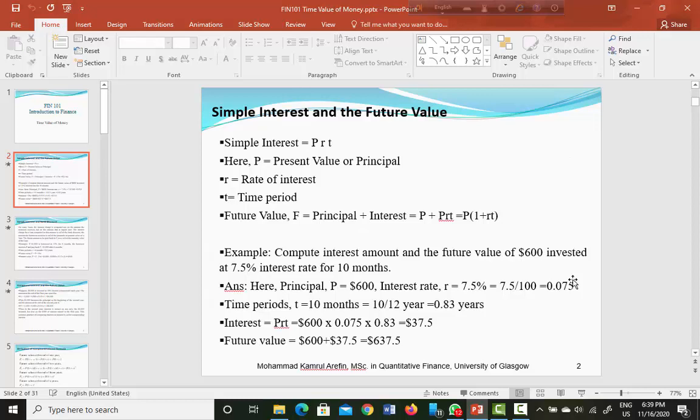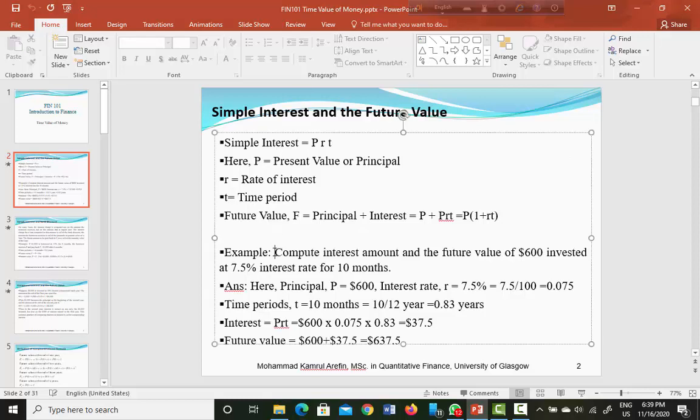So how should we calculate this future value? We can calculate this future value using simple interest, right? Simple interest means interest will be paid or charged only on the principal amount, that means the initial investment amount.